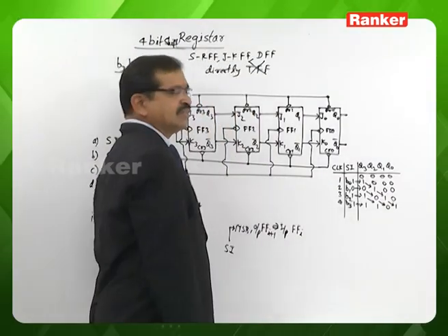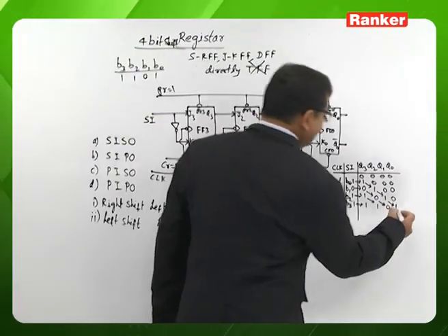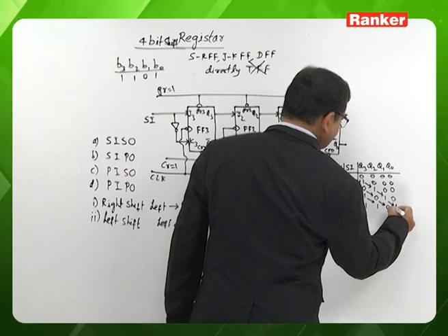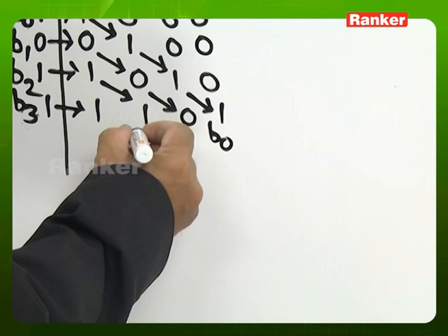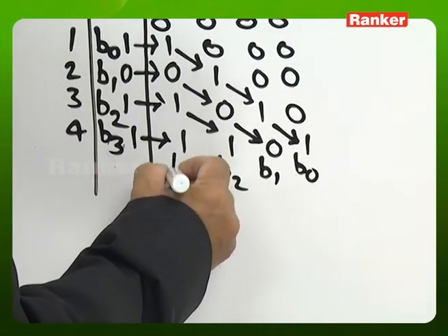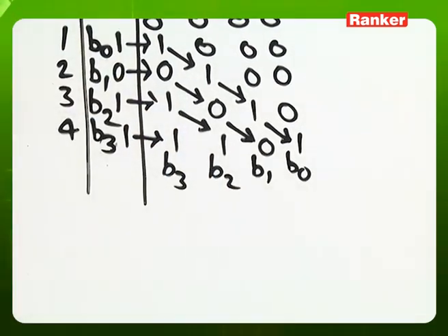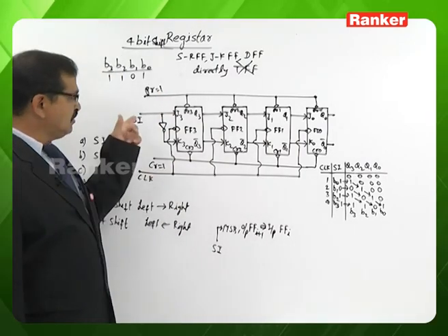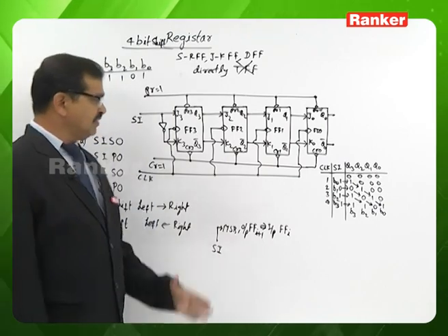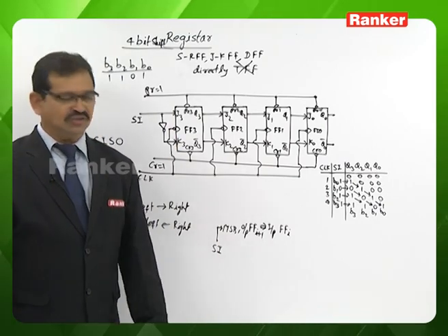So after the fourth clock pulse, in flip-flop 0 bit B0 is available, in flip-flop 1 bit B1 is available, in flip-flop 2 bit B2 is available, and in flip-flop 3 bit B3 is available. So for this serial input operation, in this 4-bit case, we need to use 4 clock pulses.